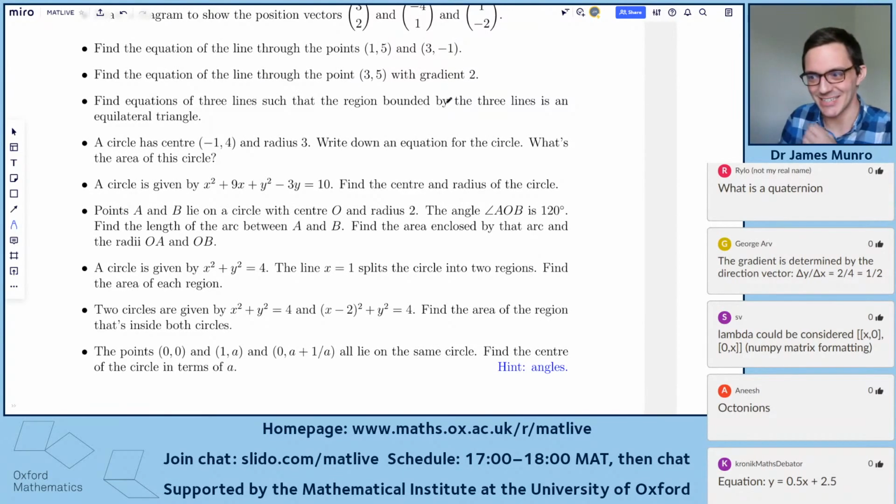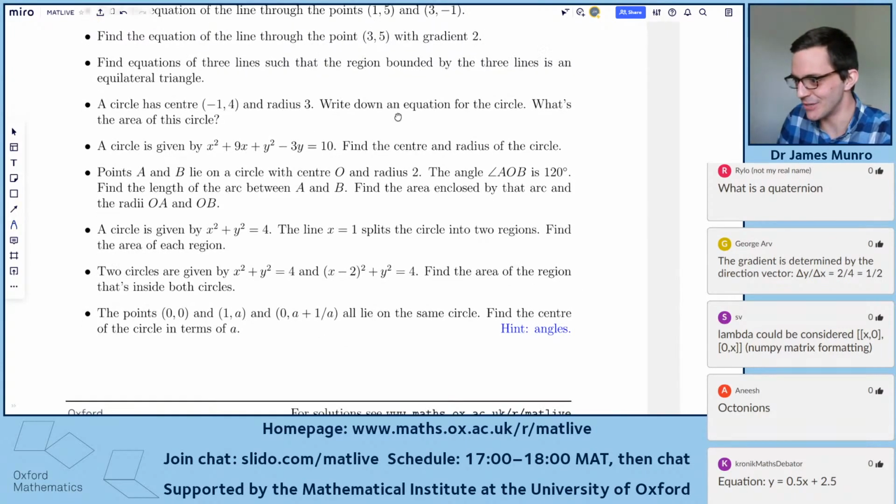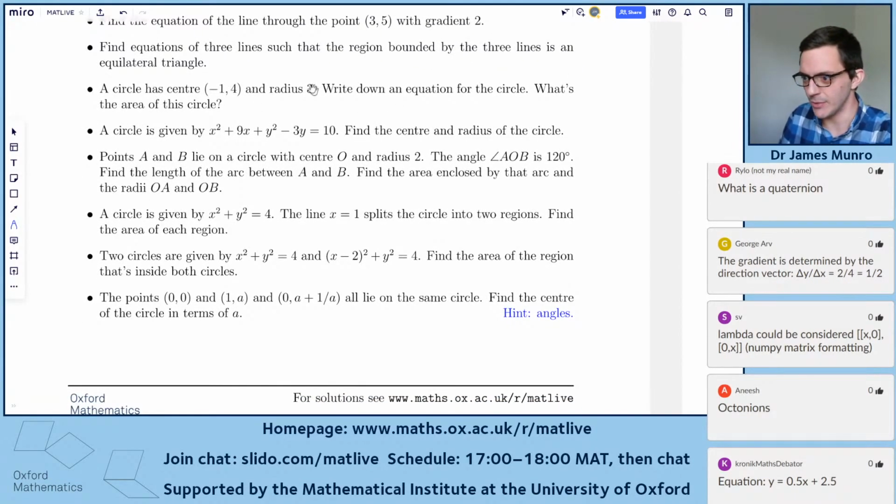Right, okay, skipping all the vector stuff and finding equations of lines. Boring, boring, boring. If you want to practice this, then there's the warm-up material there if you can look at it. I guess you can look at it before the live stream, during the live stream, or after the live stream. What's the area of this circle with radius 3?